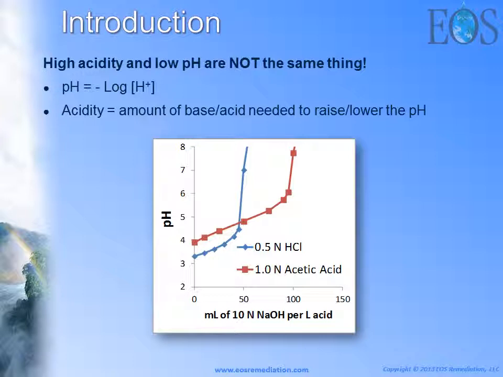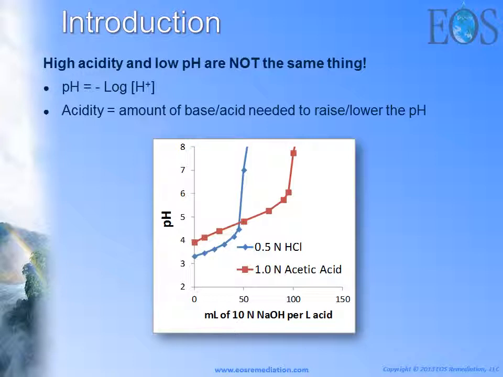To get started, let's define a couple of terms, pH and acidity. pH is simply the negative log of the H ion, whereas acidity is the amount of either base or acid needed to raise or lower the pH of a system by 1 standard unit. Just because a system has a high acidity doesn't necessarily mean it has a low pH, and this is demonstrated by the graph below.